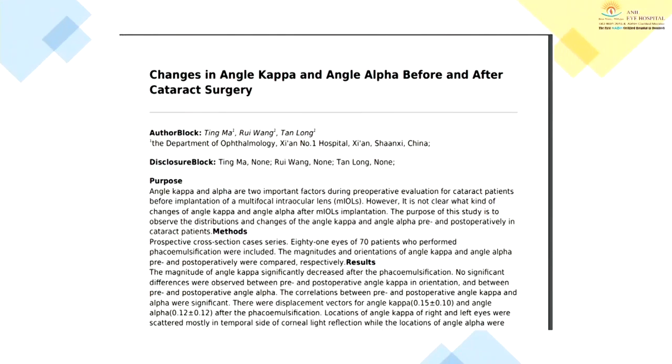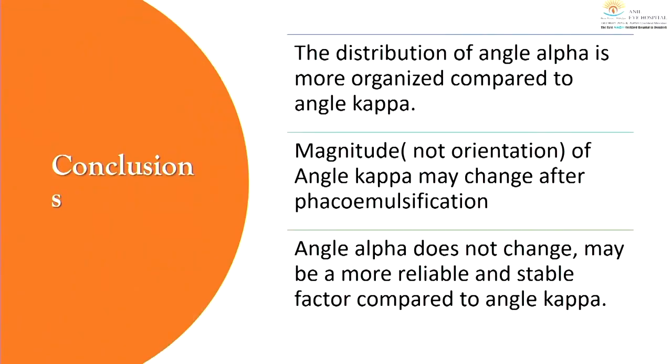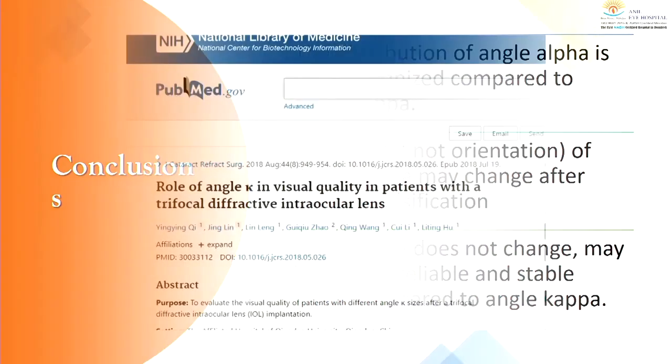This is another article which measured the changes in angle kappa and angle alpha before and after cataract surgery. Now, do we know that these angles actually change? So yes. What they found was the distribution of angle alpha is more organized compared to angle kappa. The magnitude of angle kappa, not the orientation, mind you, the magnitude changes many times after phacoemulsification, it reduces. But angle alpha does not change, and that is why it is probably a more reliable and stable factor.